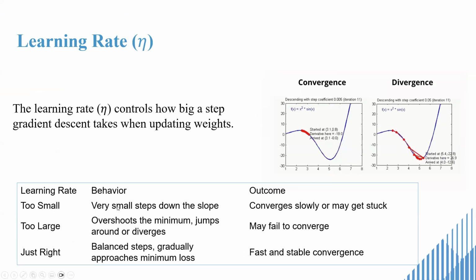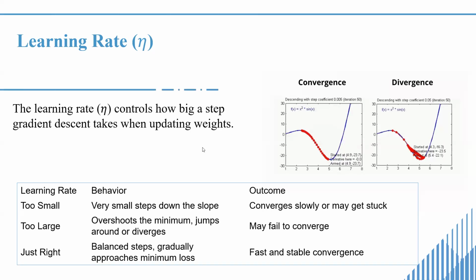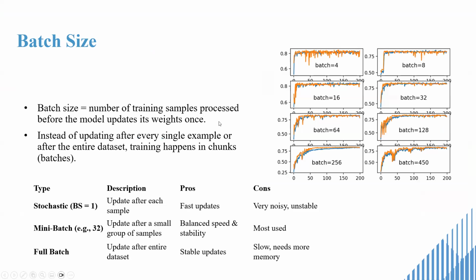If it is too small, it takes very small steps down the slope, converges slowly and may get stuck. But it's doing good here, it's converging. If it's too large, it fails to converge. This is too large, I think it's failing. You just try it yourself, it's trial and error. If it is too much, you make it less. If it is less, you make it more. Update the weights accordingly.